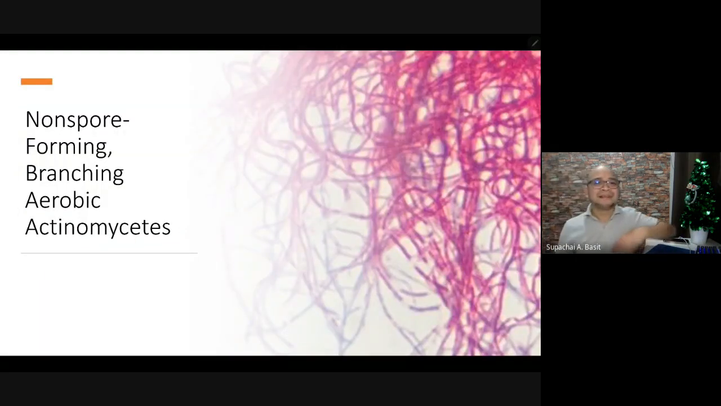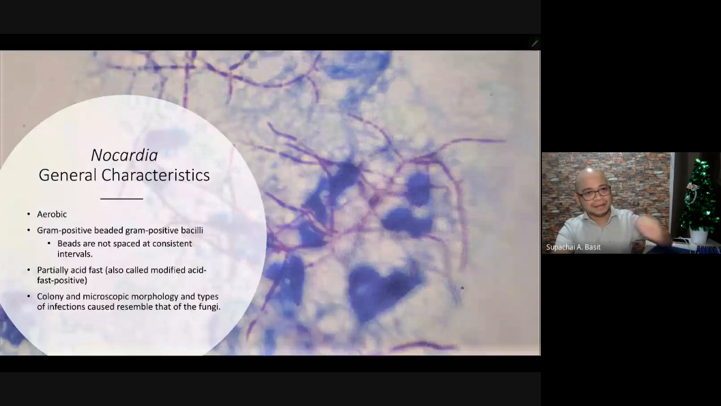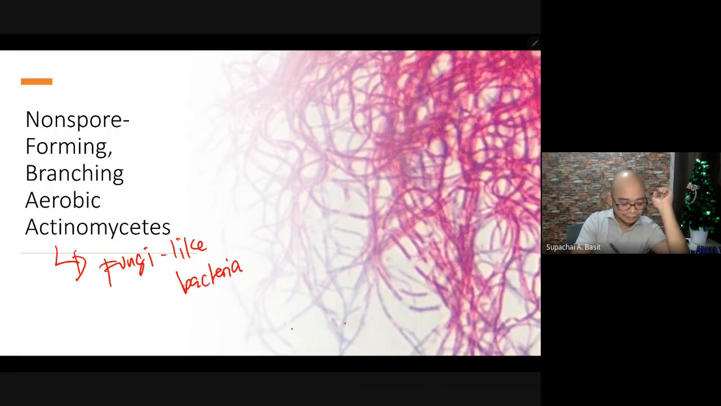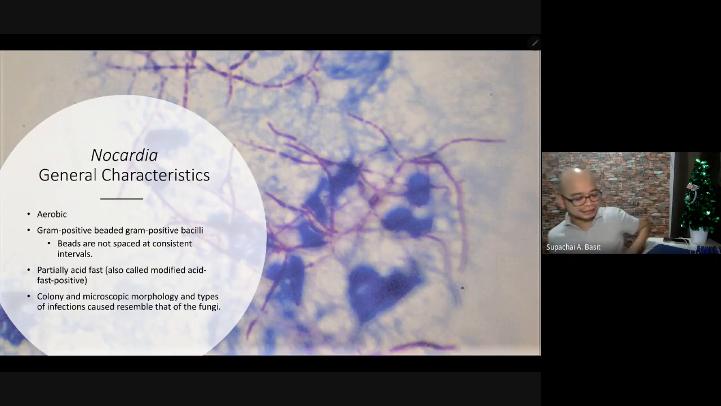Okay, so we are now discussing another topic. This time we will be discussing the non-spore forming branching actinomycetes. Again, our representative organism here is Nocardia. As you can see, these organisms are branching. That's why the actinomycetes are sometimes called fungi-like bacteria, because they are branching.